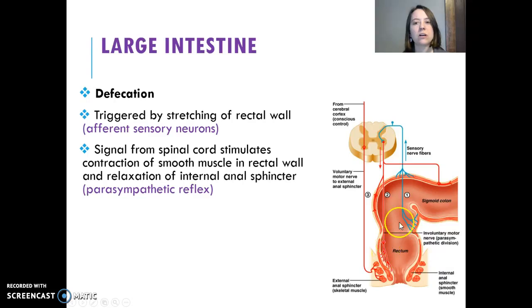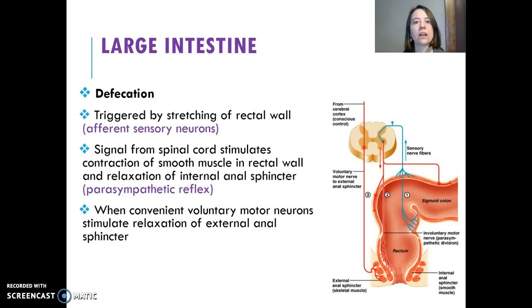So what is this controlled by? Well, that would be the autonomic nervous system and the parasympathetic reflex, which is more of your rest and digest, which is a good thing because it's probably not convenient to defecate in a very stressful situation. When it is convenient, this is where you take over voluntarily, and your voluntary motor neurons stimulate relaxation of the external anal sphincter, and the feces leaves the rectum through the anus.